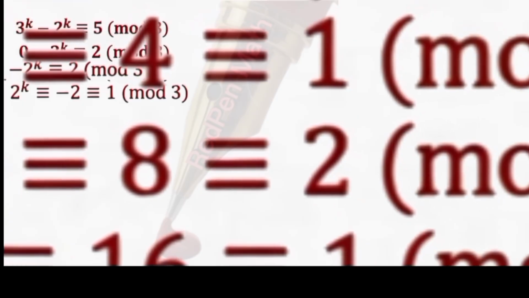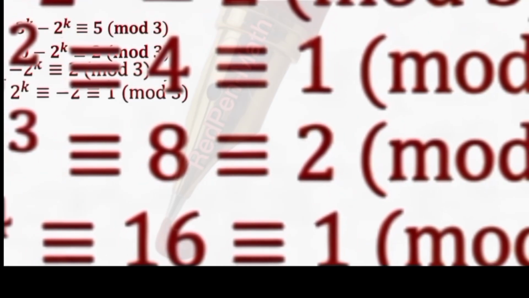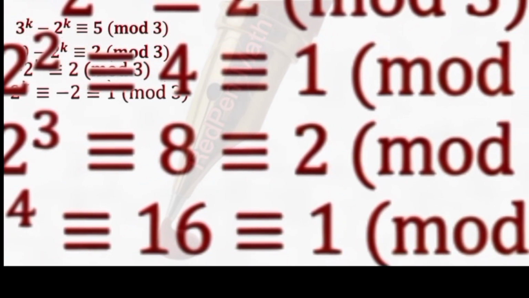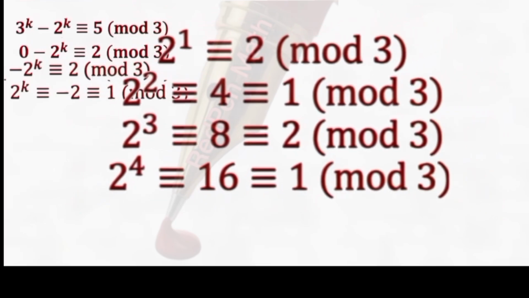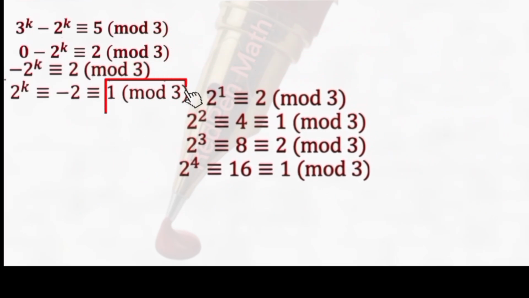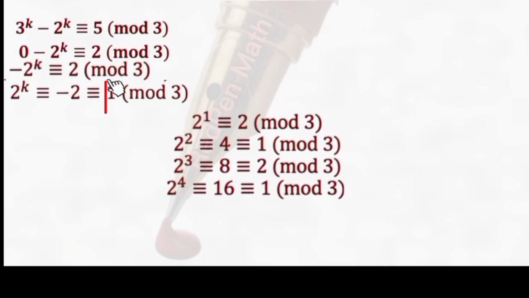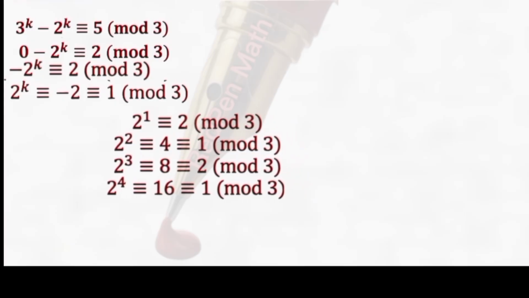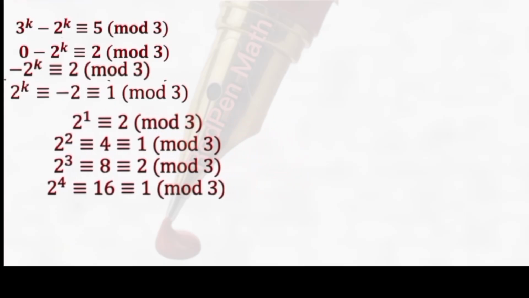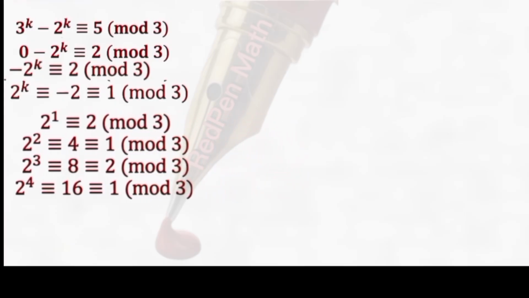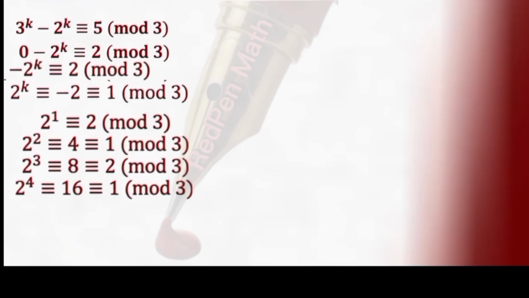Step 2. Check the pattern. Now here's the clever part. We need to find when 2 to the power k equals 1 mod 3. Let's check the pattern. 2 to the power 1 is 2 mod 3. 2 squared is 4, which is 1 mod 3. 2 cubed is 8, which is 2 mod 3. 2 to the power 4 is 16, which is 1 mod 3.